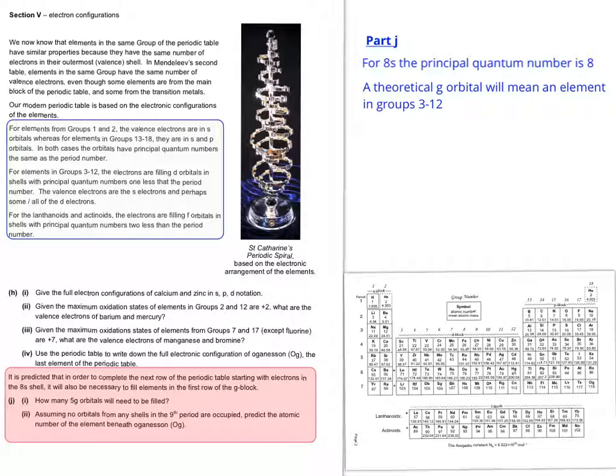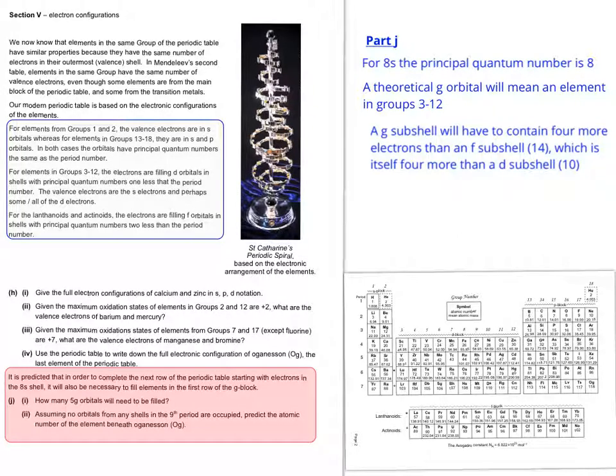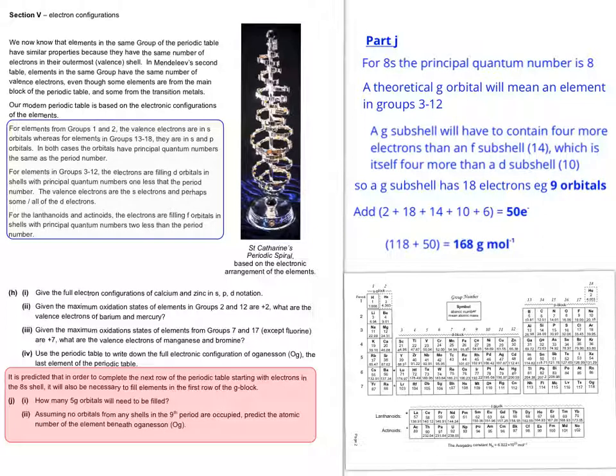So a g subshell has to contain 4 more electrons than an f subshell. So if an f subshell contains 4 more than a d subshell, 14 plus 4 makes 18 electrons, so that's 9 orbitals in a g subshell. So for the element beneath oganesson, sorry, I've been pronouncing it wrong all this time, you need to add 50 electrons. So 2 for an s orbital, 18 for g subshell, 14 for an f subshell, 10 for a d subshell, and 6 for a p subshell. So that would give it 168 grams per mole.